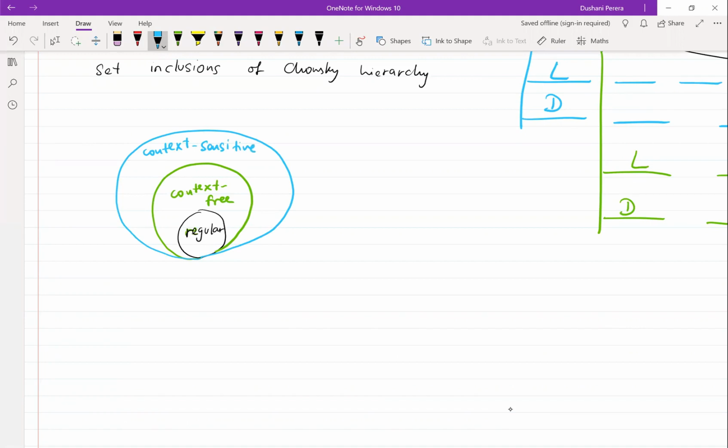This is of type 1. Type 3, type 2, type 1. Finally, you have the largest one, which is type 0.